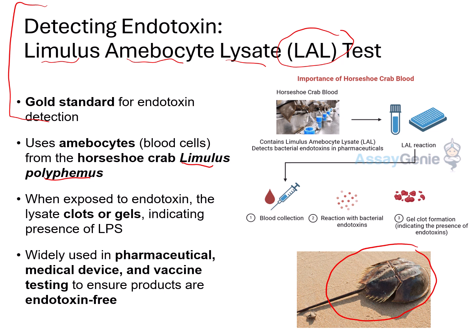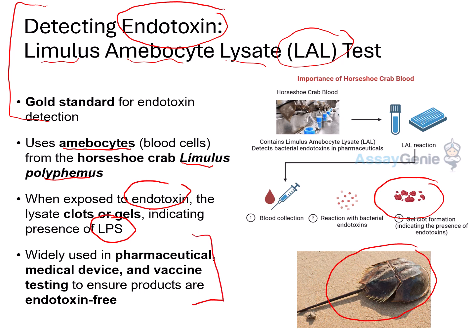They have blood cells called amoebocytes, and when these amoebocytes are exposed to endotoxin, it results in clotting formation. That indicates the presence of lipopolysaccharide, which therefore indicates the presence of endotoxin. And it's widely used in pharmaceutical, medical device, and vaccine testing to make sure those products are free of endotoxins.